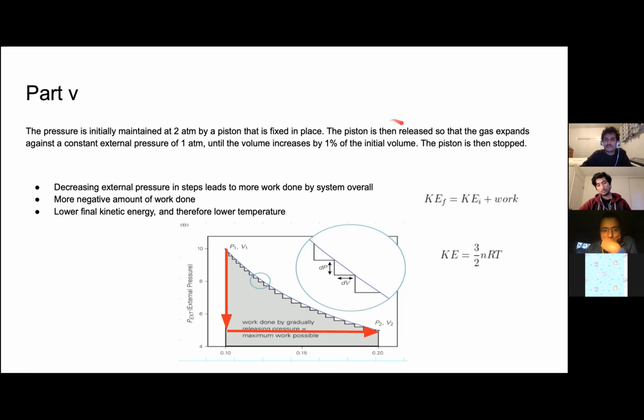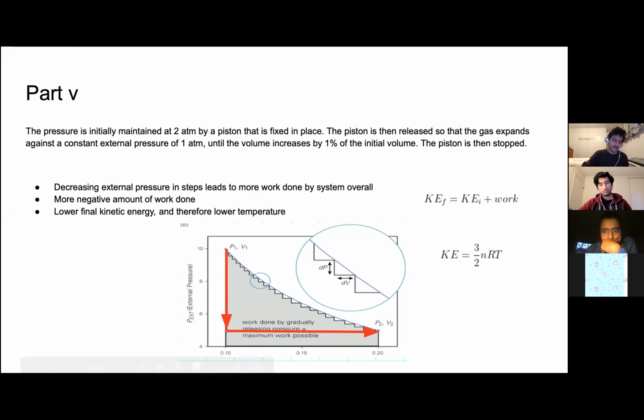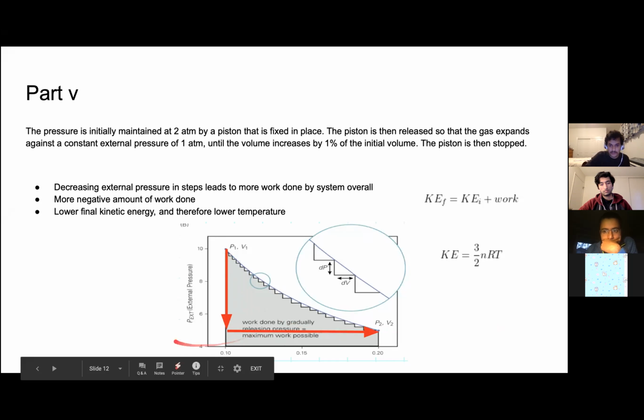And then it says the piston is released, so the gas expands against a constant external pressure of 1 atmosphere. In terms of this graph, we're starting at 2 atmospheres, and then we get this instantaneous drop in pressure down to 1 atmosphere. And then at this 1 atmosphere pressure, we have our volume expansion. So there's first the initial drop in pressure and then expansion. And as Poojan talked about, the area under the curve here, our external pressure times the change in volume, is the amount of work being done in the system. So all the work for the first process is just whatever's under this red arrow.